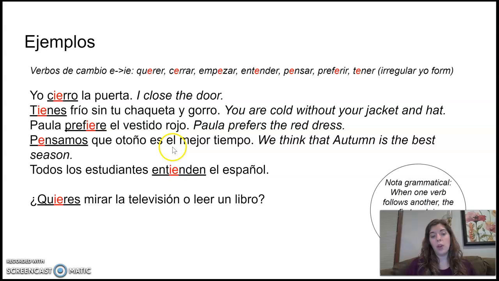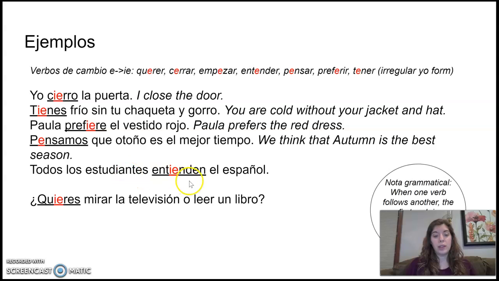Pensamos que otoño es el mejor tiempo. We think that autumn is the best season. Here we do not change the e, because it's the nosotros form of the verb. And so because we have that amos ending that indicates the nosotros subject, we say pensamos que otoño es el mejor tiempo.